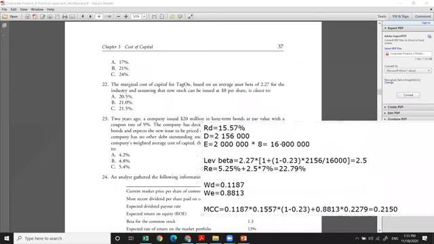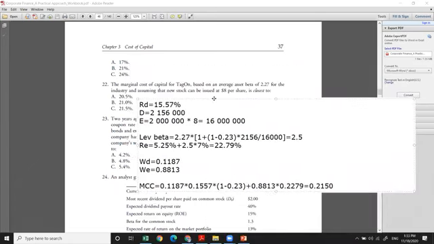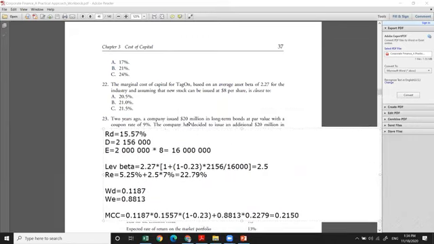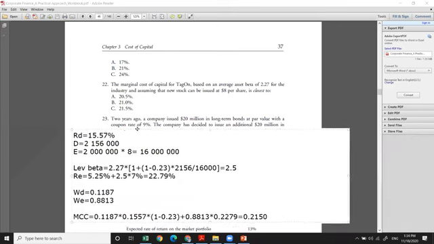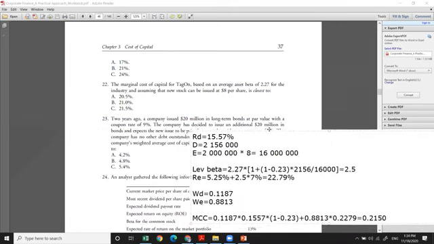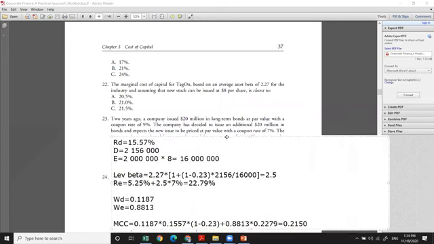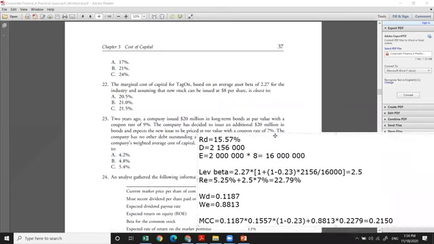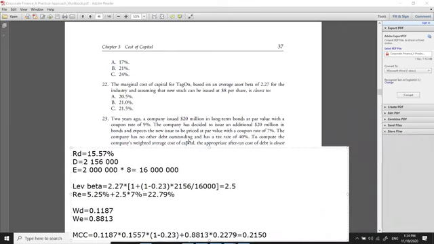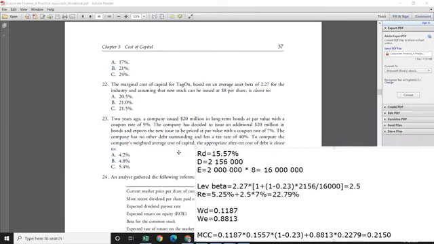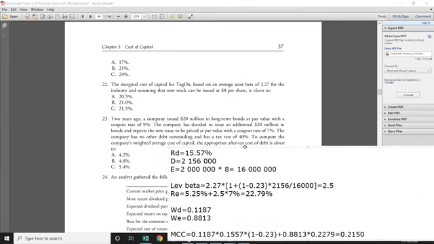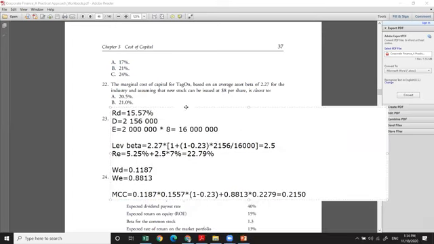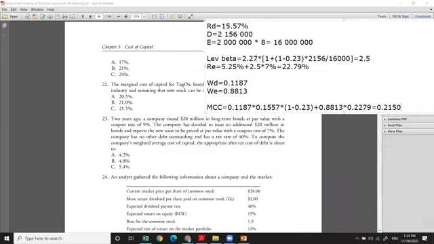Now, question 22, we solved it. Question 23: 2 years ago, the company issued 20 million long-term bonds at par value, coupon rate 9%. The company decided to issue an additional 20 million bond and expects the new issue to be priced at par value with a coupon rate of 7%. The company has no other debt outstanding and a tax rate of 40%. To compute the weighted average cost of capital, the after-tax cost of debt should be, now we need to calculate the cost of debt after the tax, using the YTM.